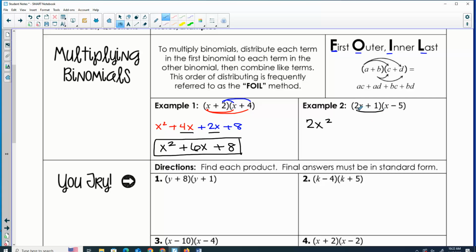Okay. And then I take the outside. Hayden, what's 2x times negative 5? So 2 times negative 5 is? Negative 10. We have our x. Alright, Bailey, inside. What's 1 times x? Kale, last. What's 1 times negative 5? Alright, and then Aiden, combine like terms. So what do we get? 2x squared minus 9x minus 5. Perfect.